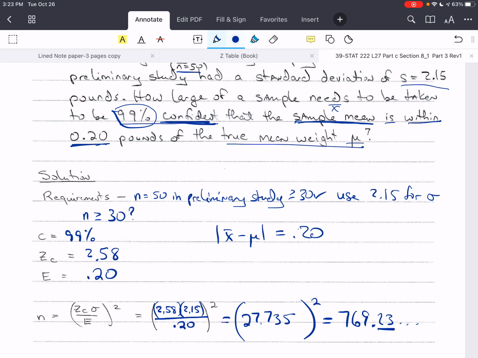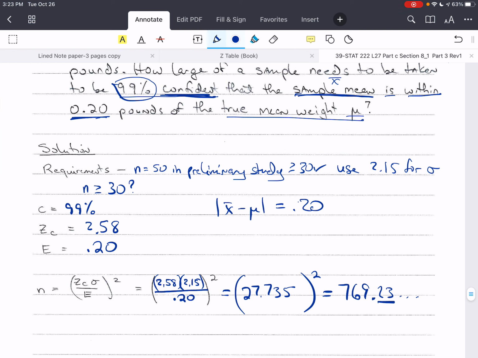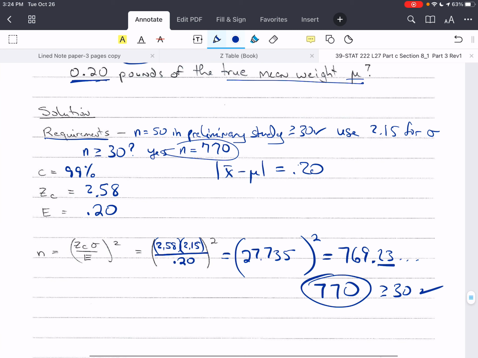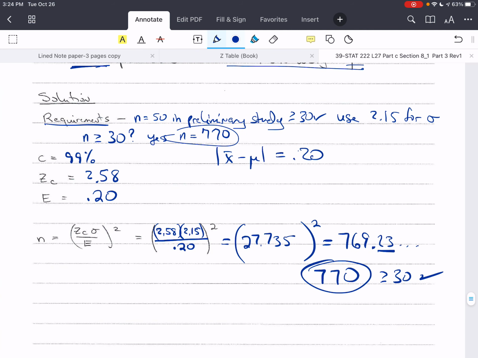We have a decimal. It doesn't matter what the decimal is. We're going to increase this to the next higher whole number, which is 770. So that's our answer. We need at least 770. This is greater than or equal to 30, so we're okay as far as our requirements now. Yes. N equals 770 is going to be required. So we'll know that at that level, X bar has approximately a normal distribution. Kind of a backwards way of doing things, but that's how our book does it, so that's how I'll teach it for this class, so that I'm consistent with them.